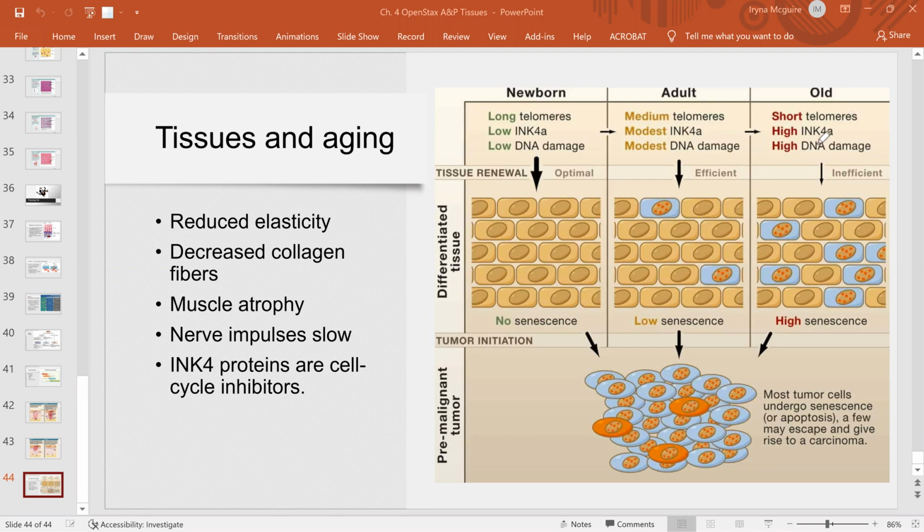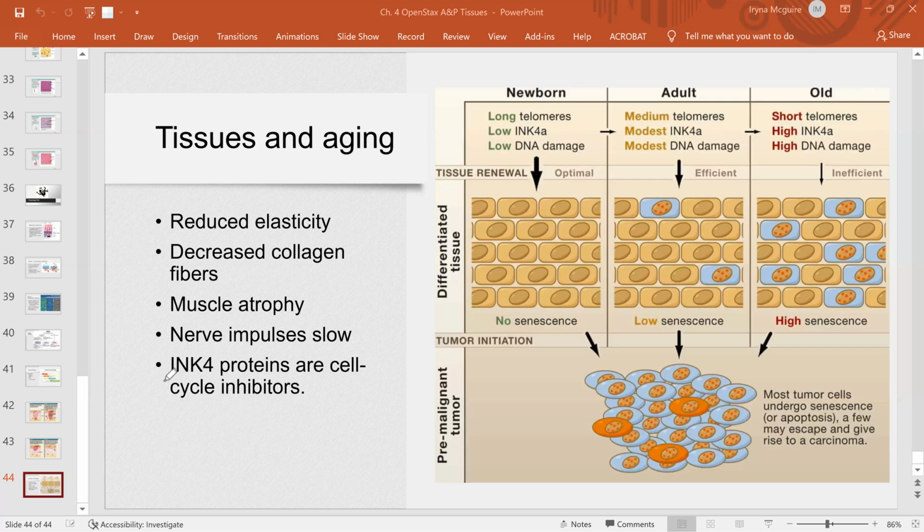Now telomeres are part of your chromosomes. So if you have a chromosome, so here's, for example, your chromosome, right? And you have this end and this end. So you have telomeres on both ends, and those telomeres prevent your DNA from damage. So we want long telomeres. You want our DNA to have long telomeres, so that it is protected from damage. And you can see we have long telomeres, and then medium and short, and that's why the DNA damage increases.